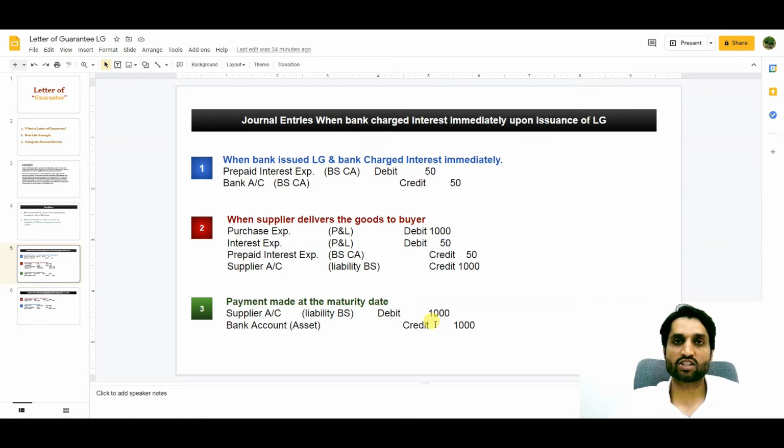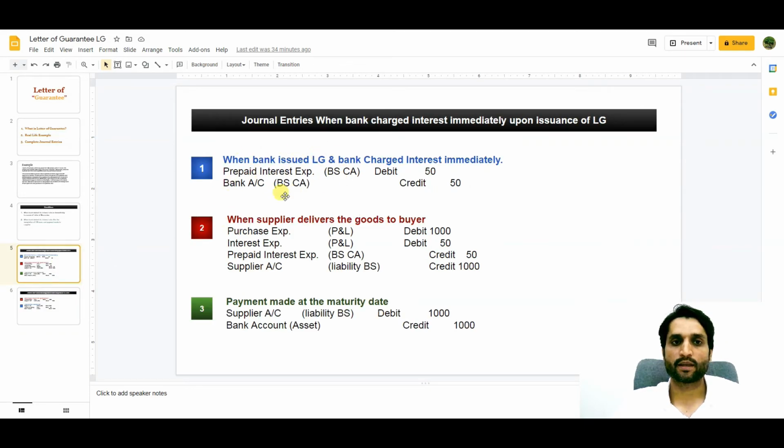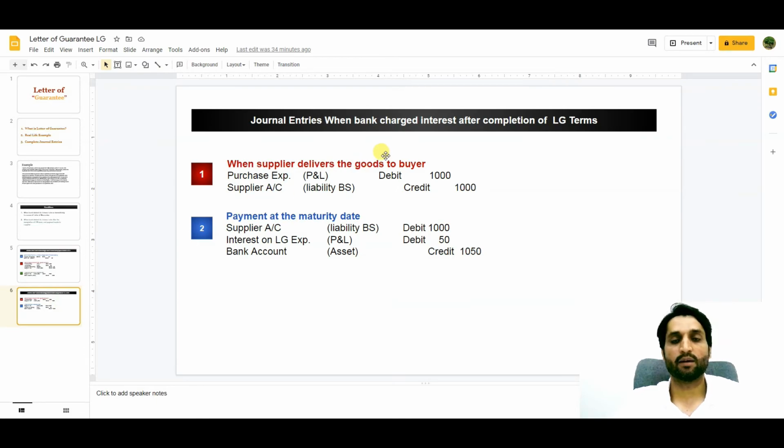So this is the first condition of how you treat your letter of guarantee. Here we have a second condition, when the bank charges interest after completion of the LG terms. Here, when the supplier delivers the goods to the buyer, you can see we didn't make the first entry, because the bank issued us a letter, we submitted it to the supplier, and no transaction happened yet from our account. So we don't need to make any entry. When the supplier delivers the goods to the buyer, it will be a normal trade. So purchase expense debit or inventory account debit, and the supplier account liability will be created.